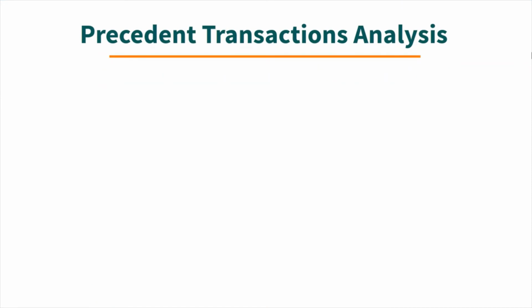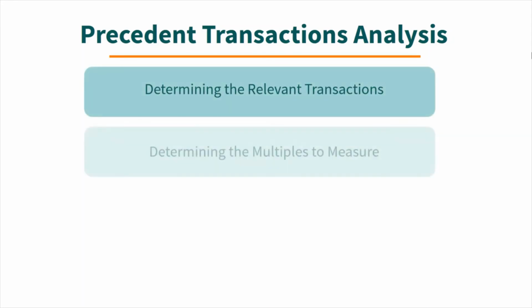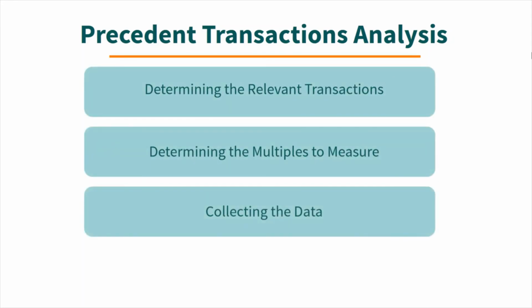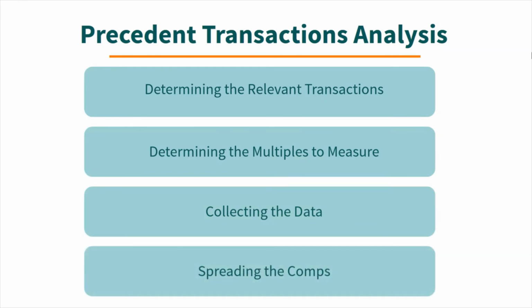So just to go over everything we did so far, the Precedent Transactions Analysis is 4 steps. You determine the relevant transactions, determine the multiples to measure, and you collect the data. And finally, you spread the comps.